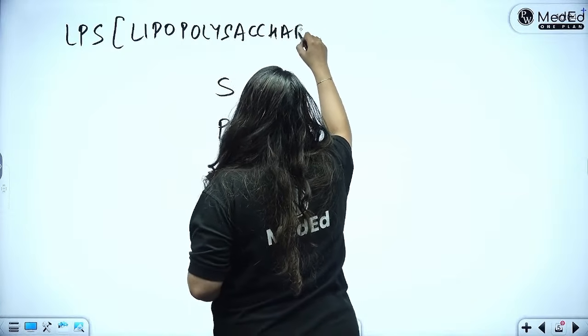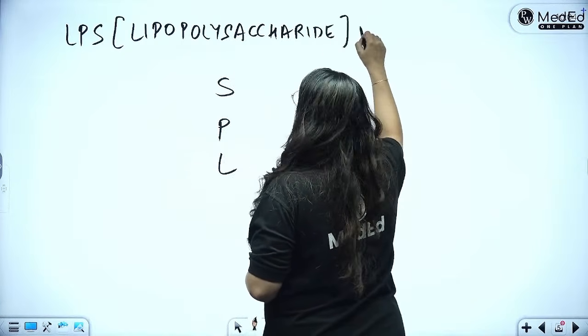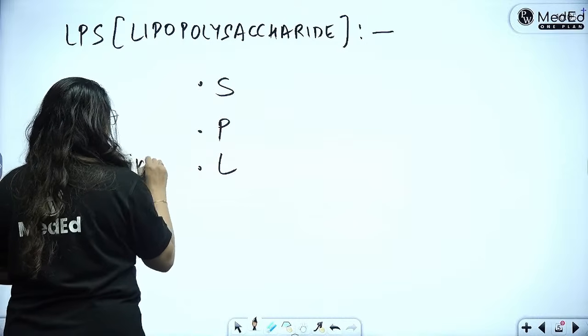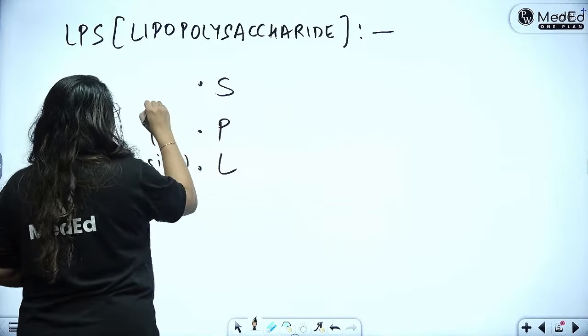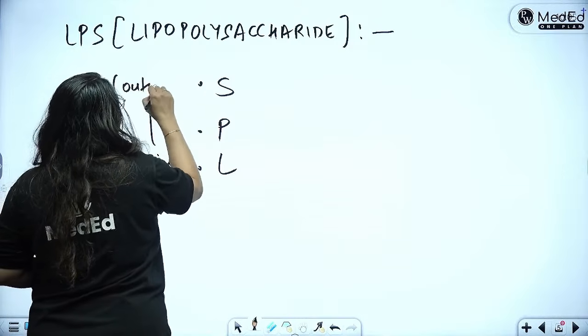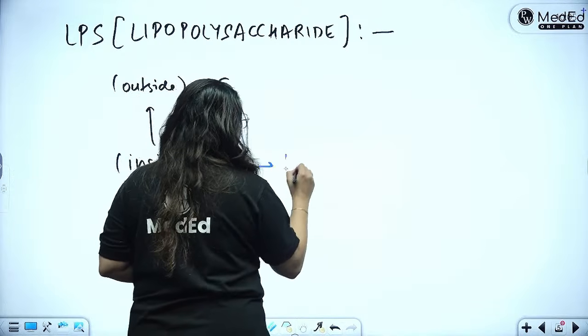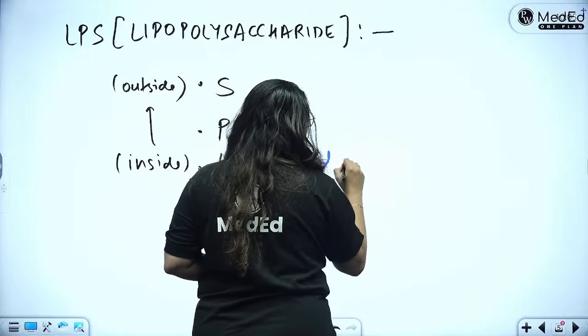Lipopolysaccharide layer of the gram-negative cell wall. As we go from inside to outside, what are all the components? The components are also LPS. So what is the bottommost? It is lipid A. Lipid A is the innermost.